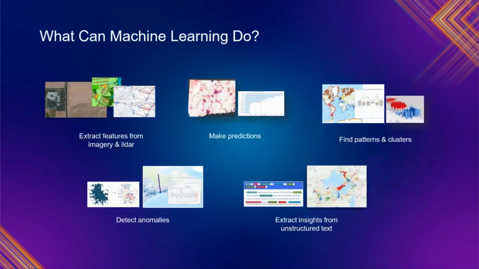So what can we do with machine learning? We can extract features, we can make predictions about data, about accidents and all of that. We can find patterns and clusters, we can detect anomalies and extract insights, right? That's great. A lot of really cool words on a screen. We're going to get to real life examples in the demonstrations after. But these are the kinds of things where we see GeoAI being as powerful as possible when it comes to your applications.